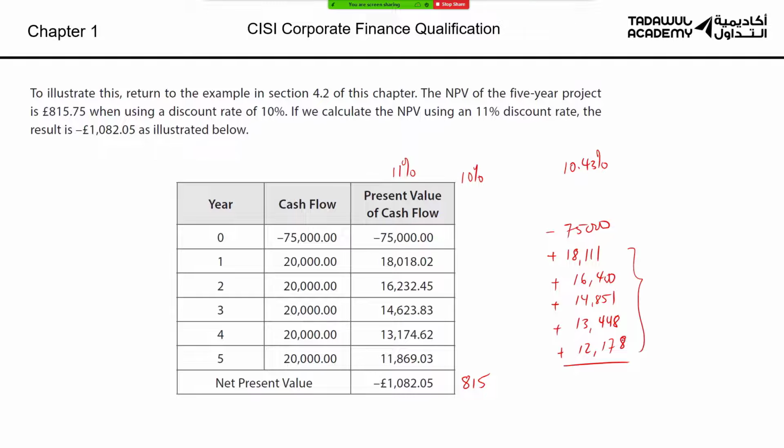So let's add all of these together. Let's see how much the total inflow is. 18,111 plus 16,400 plus 14,851 plus 13,448 plus 12,178. So we get a total inflow of plus 74,988. So if we do this calculation, we're going to get a negative 12. Very close to zero. So probably the rate is going to be somewhere around, I would say, 10.3. But then again, in the exam, you only need to have an estimate of it. Don't worry much about that.